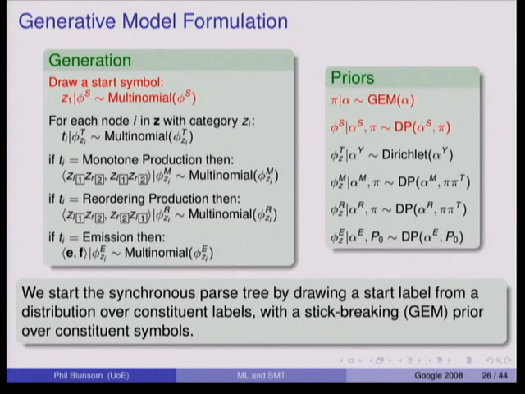So at the top, we start by drawing a start symbol. And we'll call that Z1. So we'll label the node in the tree as Z. We first draw a start symbol. Okay. So first I'll say something about the notation. So the bar here indicates independence. So given phi s, the Z draws are independent from the multinomial. So we're drawing Zi from a multinomial parameterized by phi s in the first instance.